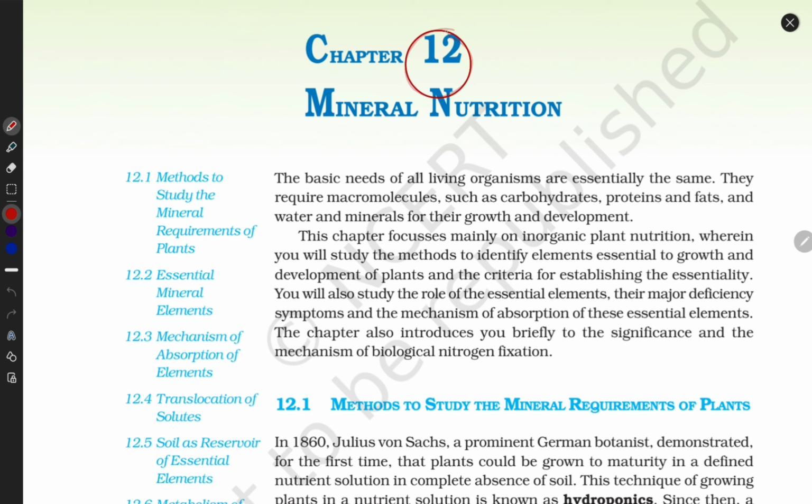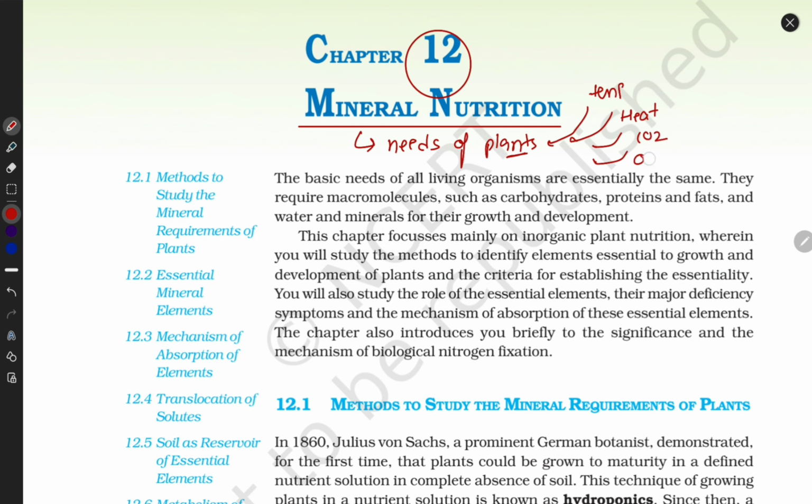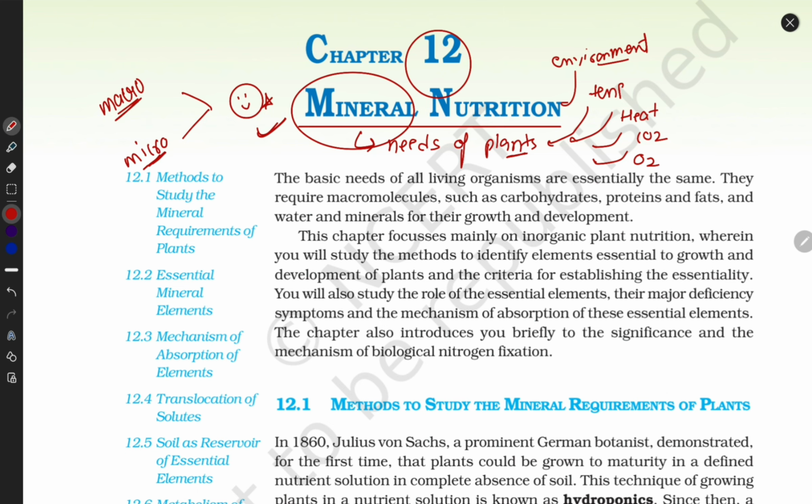Chapter 12, Mineral Nutrition. Minerals are also needs of plants. Like a plant needs perfect temperature, perfect heat, CO2 level, oxygen level, their environment conditions, according to them, they also require a perfect amount of minerals. In this chapter we are going to discuss all kinds of minerals that are necessary for plants. Some minerals are required in large amounts and some in small amounts. Let's begin our chapter.